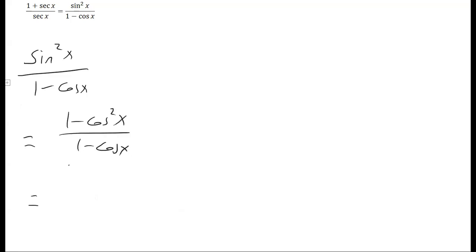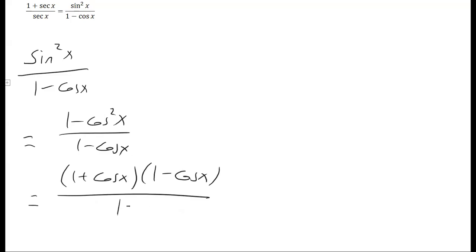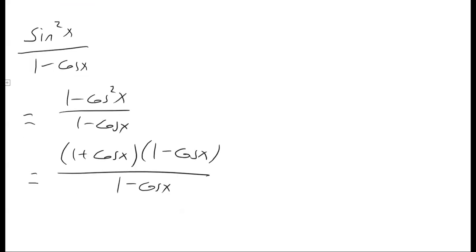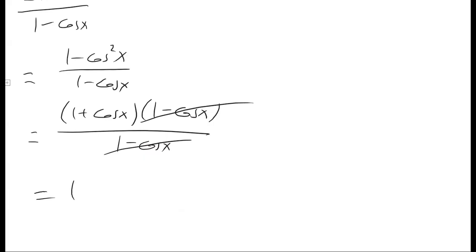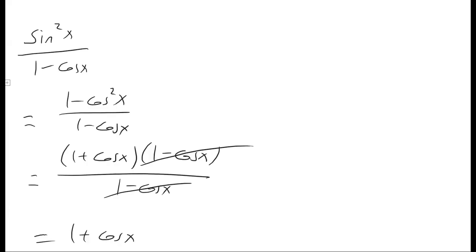And the top, I can actually factor. 1 plus cosine x is the difference of two squares, 1 minus cosine of x over 1 minus cosine of x. Okay? Actually, look, didn't I get 1 plus cosine of x earlier? But now I'm stuck again. So maybe I shouldn't have erased it.